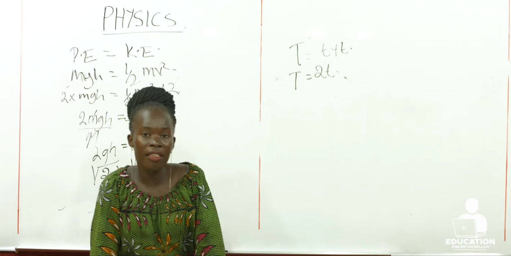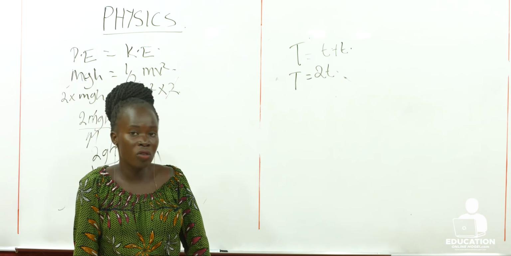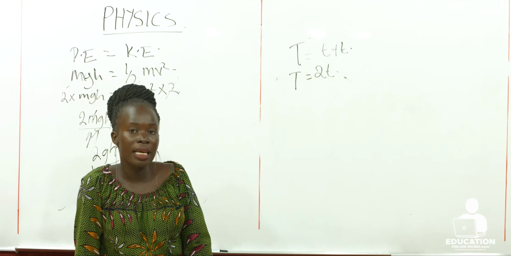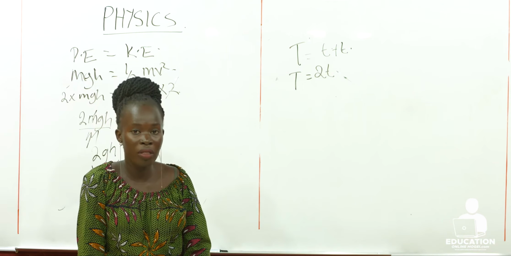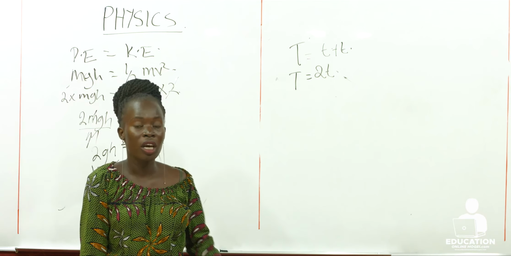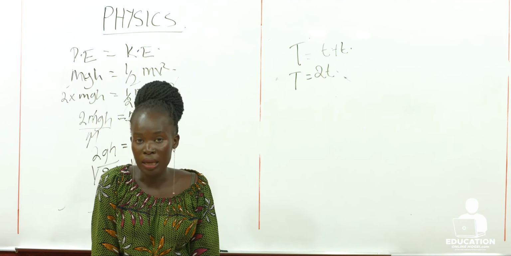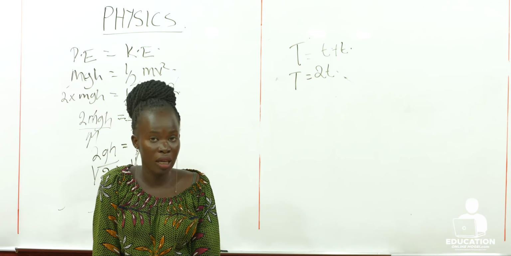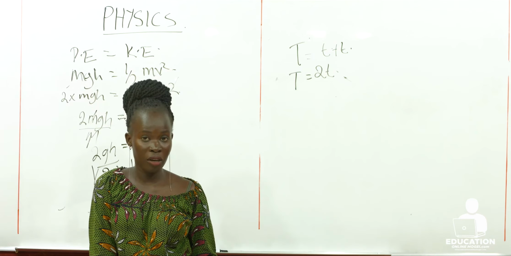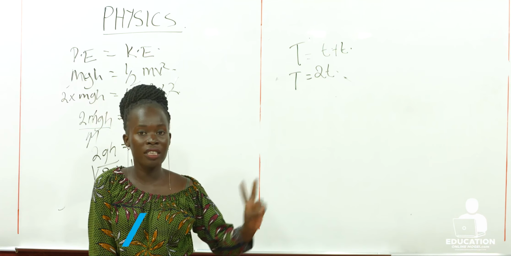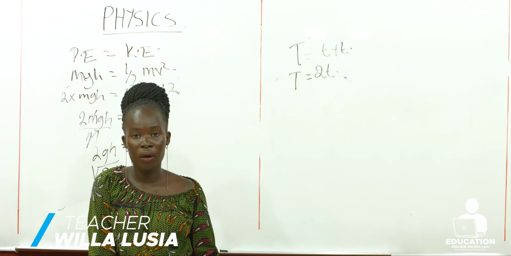If you look at the horizontal motion, the velocity is uniform. When the body is moving with uniform velocity, the initial velocity that you start the body with is equal to the final velocity, the velocity the body comes to rest with. So the two velocities are equal when you are considering the horizontal motion.